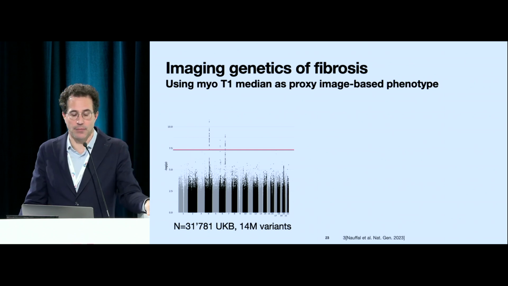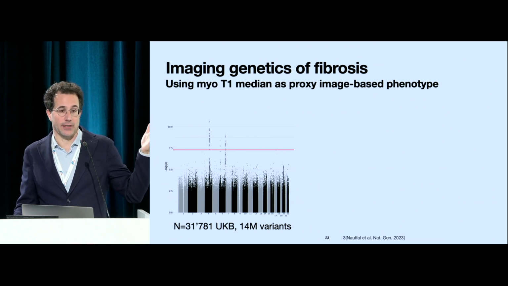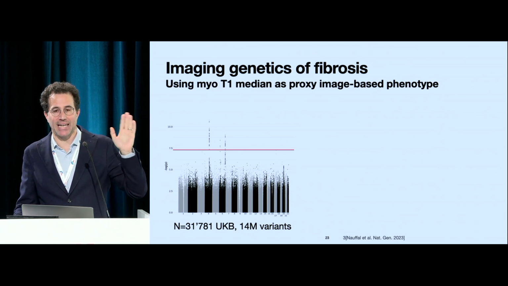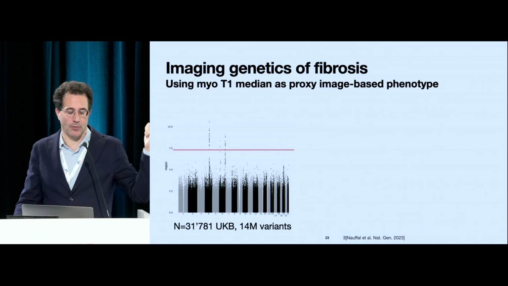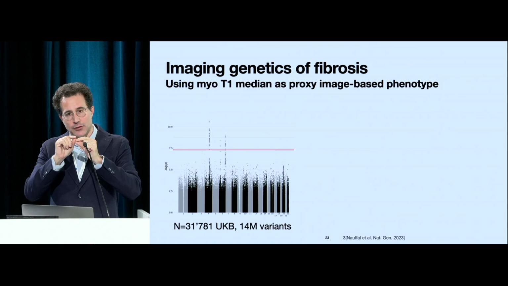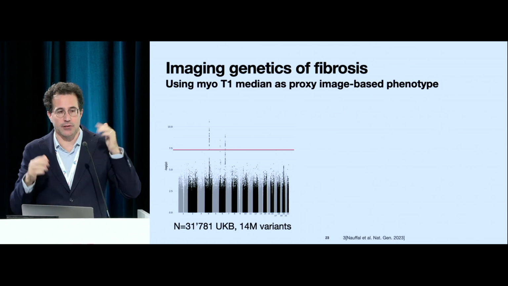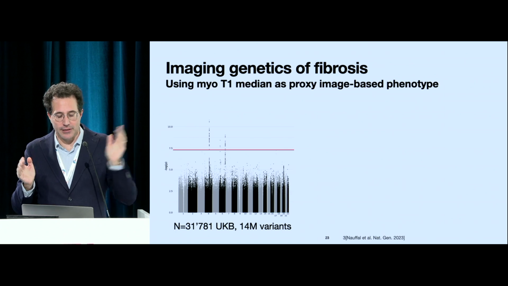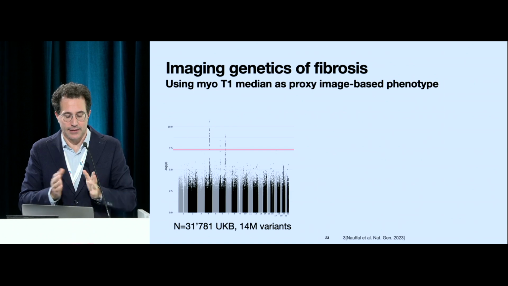We have 32,000 patients. And this is the result of a genome-wide association study, right? So we look at 14 million variants, so mutations in genes, over this population. And one by one, we say, okay, is this variant associated with a change in the myocardium T1 value? So it's basically a regression, but it's 14 million regressions, so it's really a pain to run. I mean, it runs, but it takes a while.